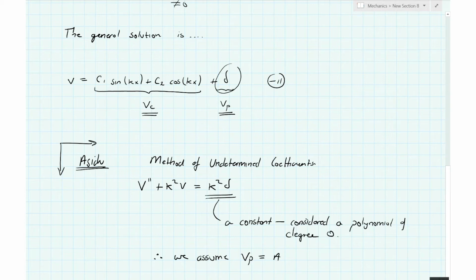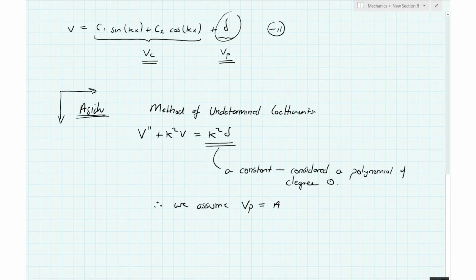Now, if the right-hand side of your equation wasn't a constant and it had an x in there, you would propose a different starting solution, a polynomial of a higher degree perhaps. But in this case, that's a constant, so we can simply assume A. If I differentiate that, VP prime would be 0. Differentiate a constant, you get 0. Differentiate again, you get 0 again.